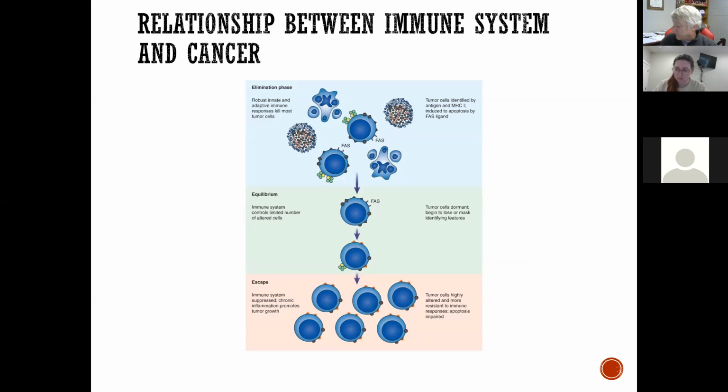So this is also from your text on 297, relationship between the immune system and cancer. So this is how a tumor cell may stay when we think of equilibrium. We think of a tumor cell even escaping the immune system. So we've got going from blue, green to red. The elimination phase, this is what we're hoping. We're thinking this is ongoing. This is that surveillance we think is happening. Robust, innate, and adaptive immune response kills most tumor cells.